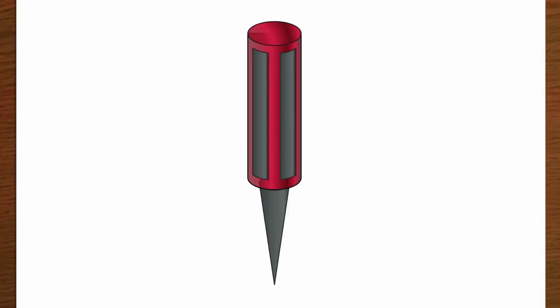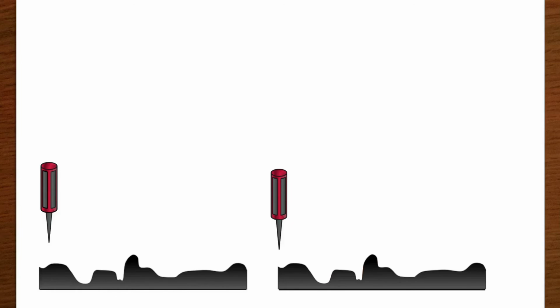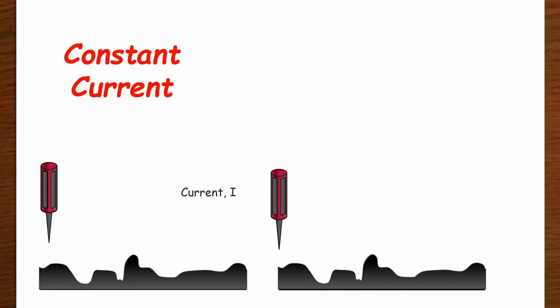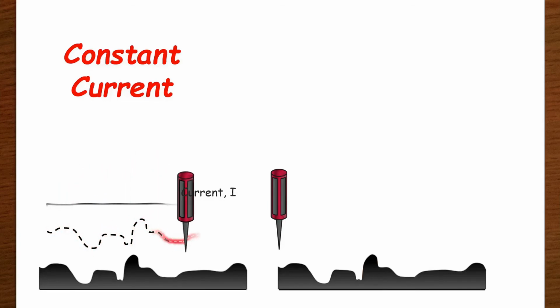Then, to image a sample, we first need to decide how we're going to collect our data. In most STMs, there are two modes in which this is done: constant current and constant height. As the name suggests, in one mode you want to keep the tunneling current constant, which means that we have to move the STM tip up and down whenever the current changes, which means the position of the tip becomes a map of the surface.